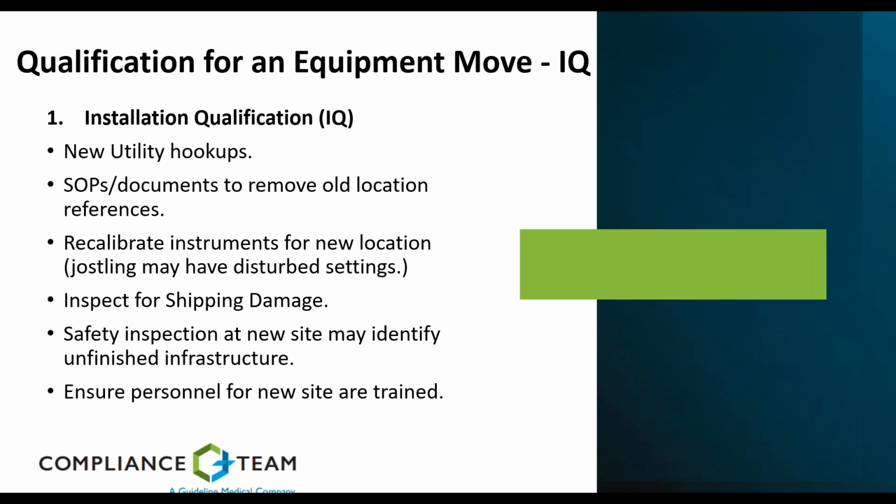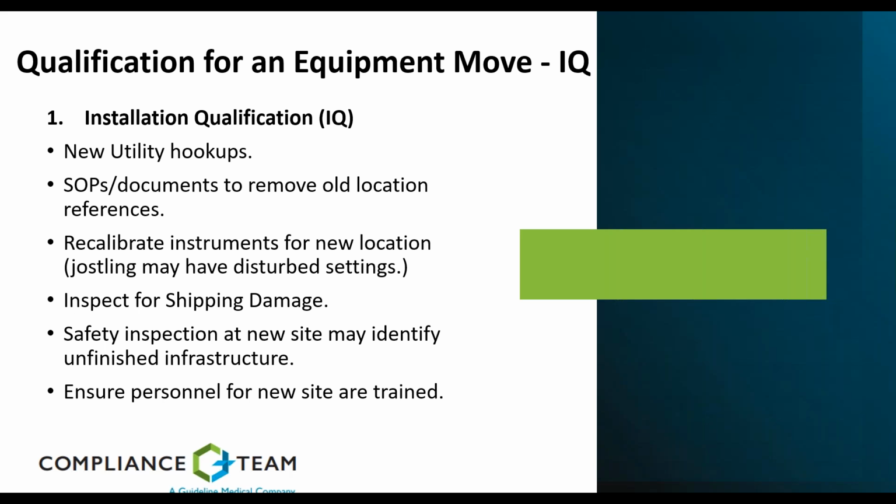And we can minimize that headache. So I'm going to go through this by IQ, OQ, and PQ, because those are your general qualification things that you're going to be dealing with. In your IQ, you are going to have new utility hookups. You can't get rid of that.